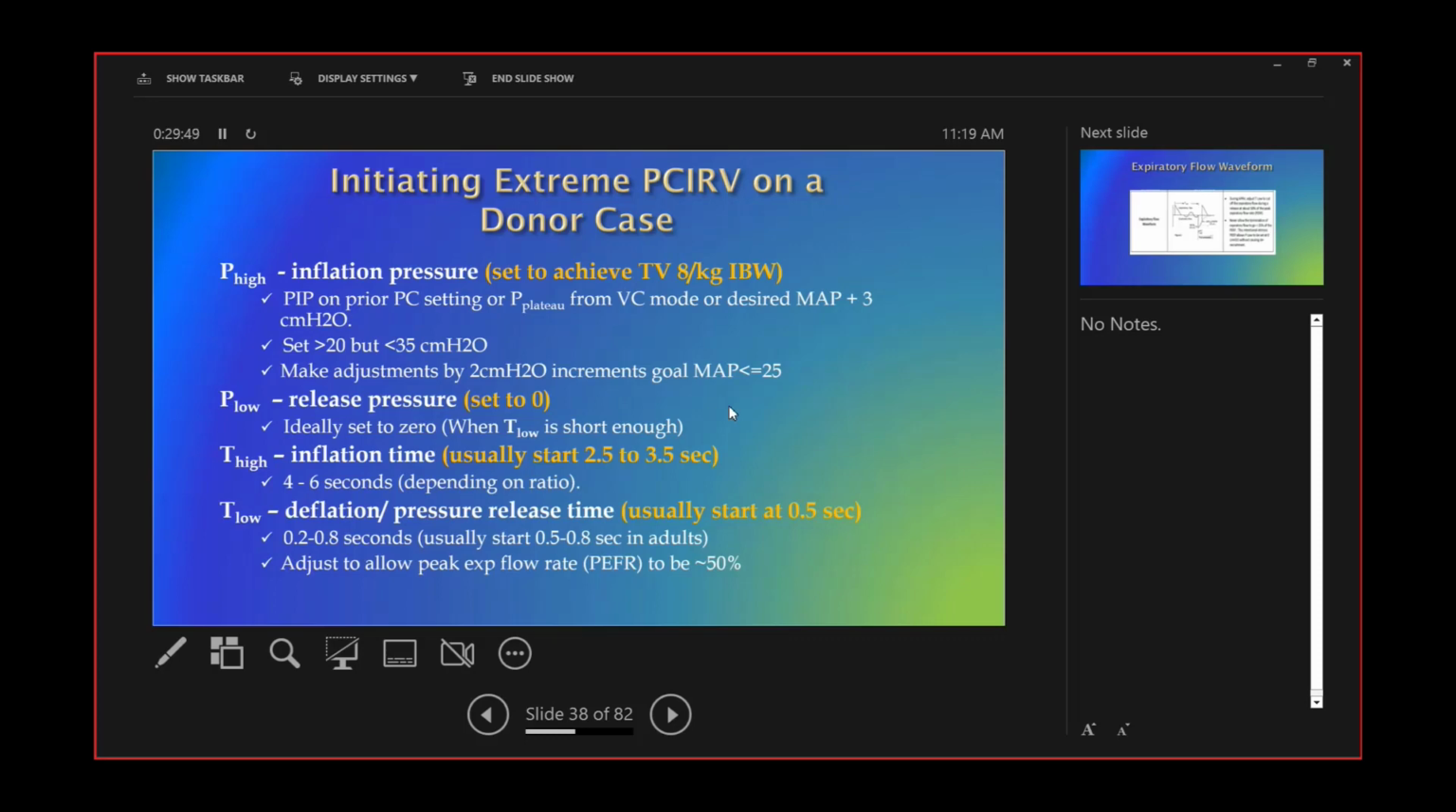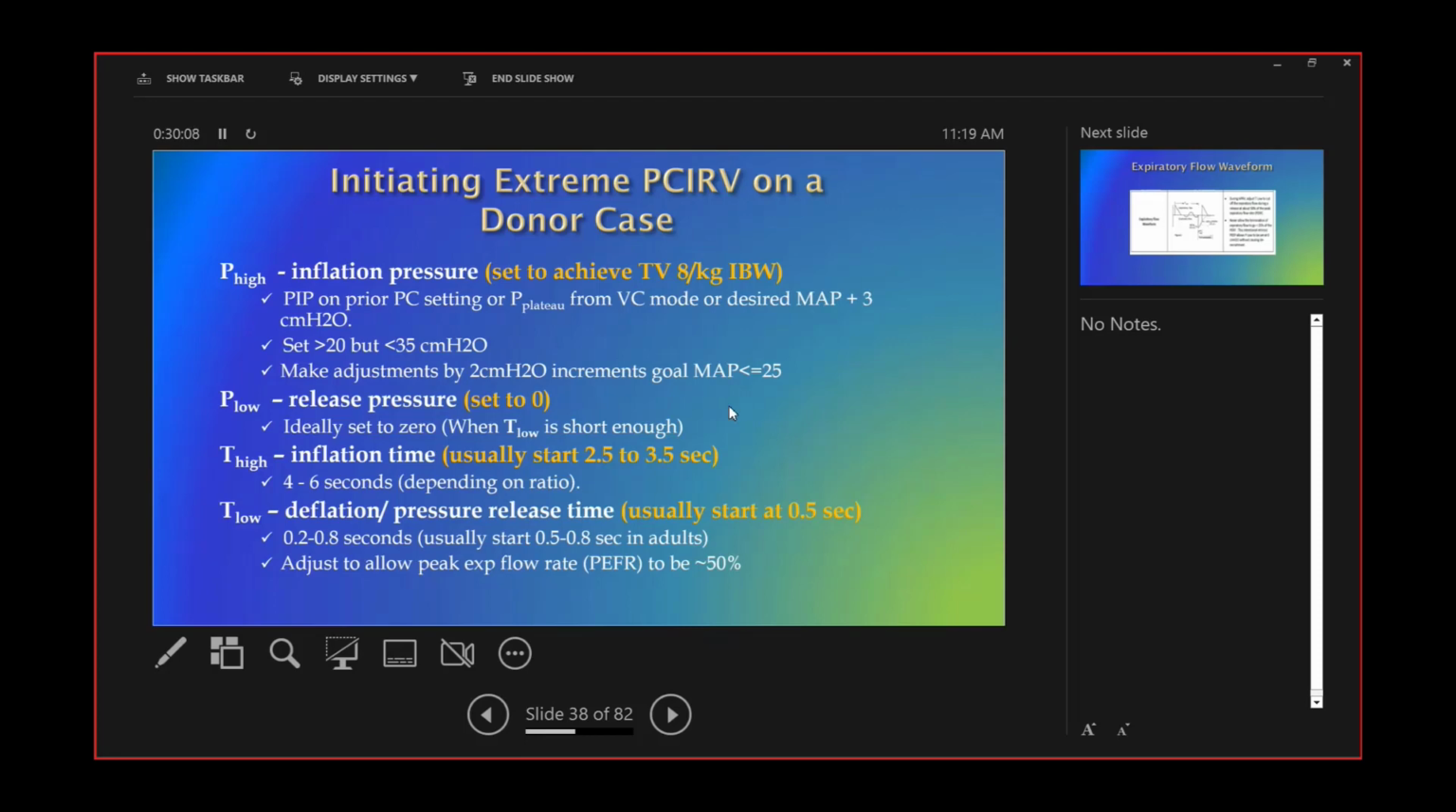And again, the way you calculate that is 60 divided by T-high plus T-low gives you your rate. So 60 divided by 4 is 15. If I did my math right, you can double check. Clearly you need to. Okay. All right. Questions about any of this?